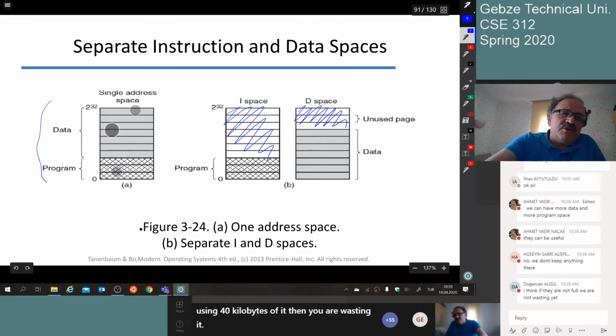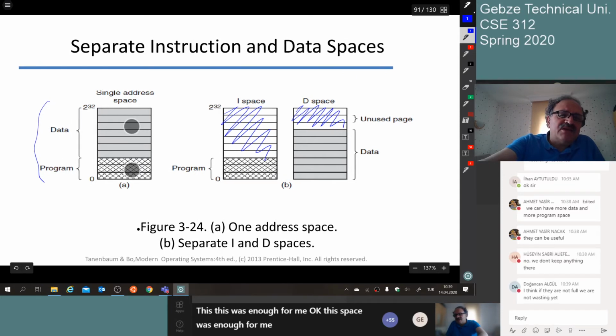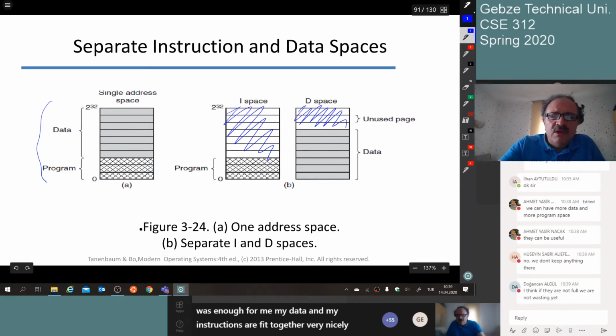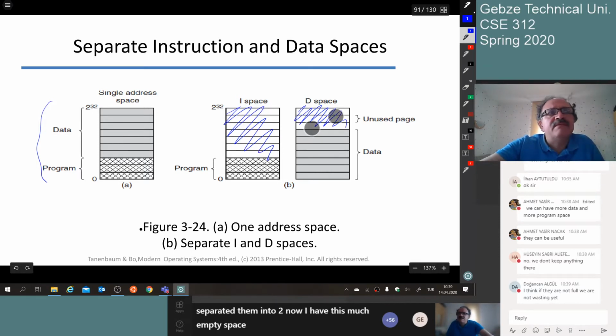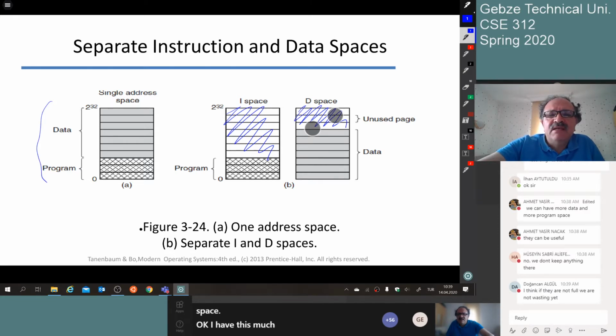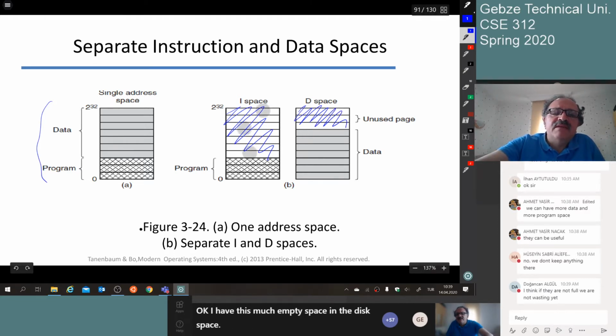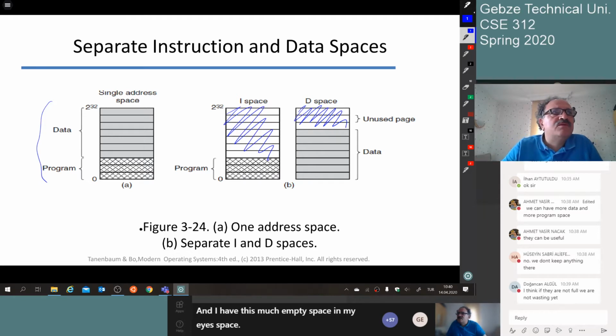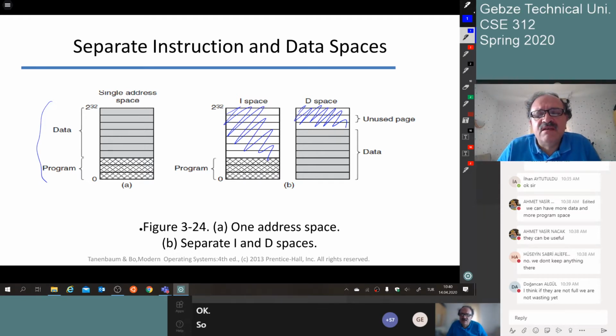This space was enough for me, okay? My data and my instructions fit together very nicely. I separated them into two. Now I have this much empty space in the D space and this much empty space in my I space. Okay, so isn't this a waste of space?